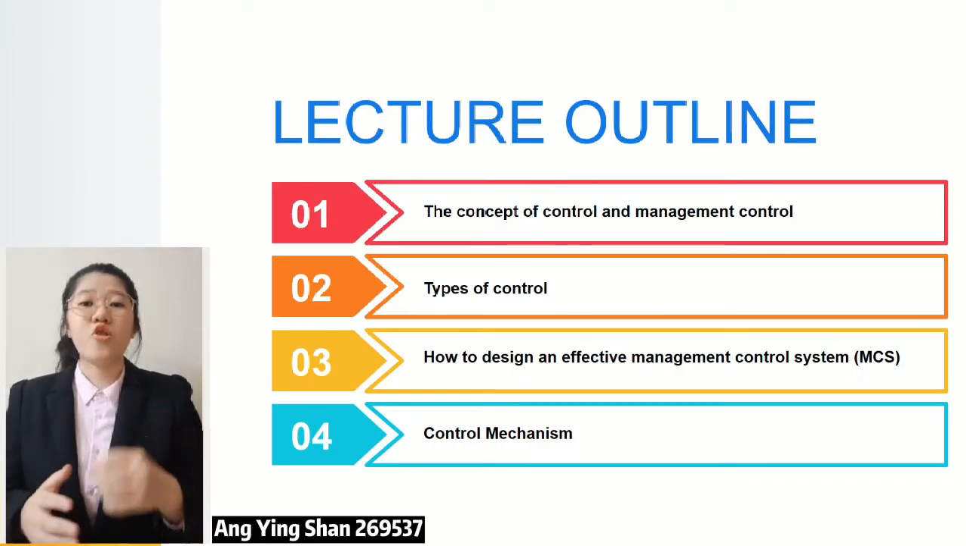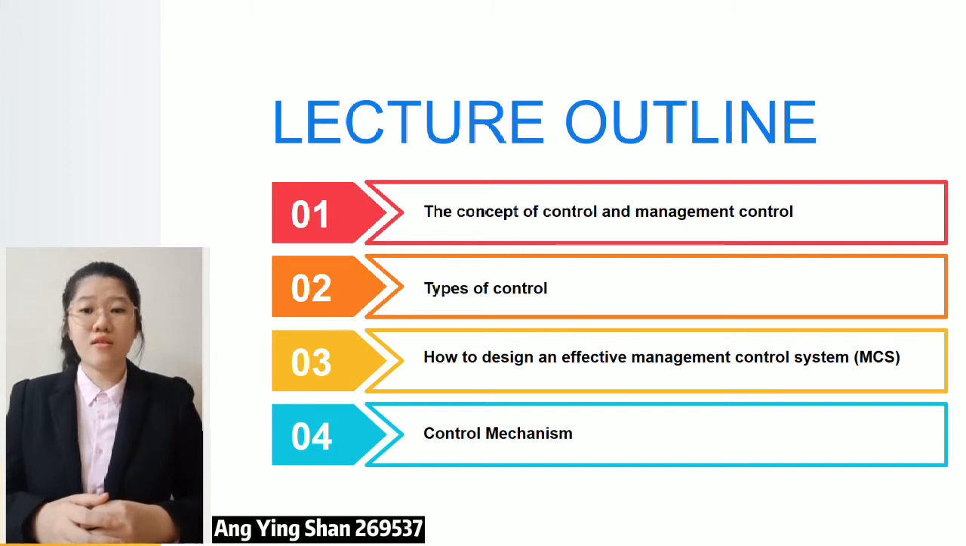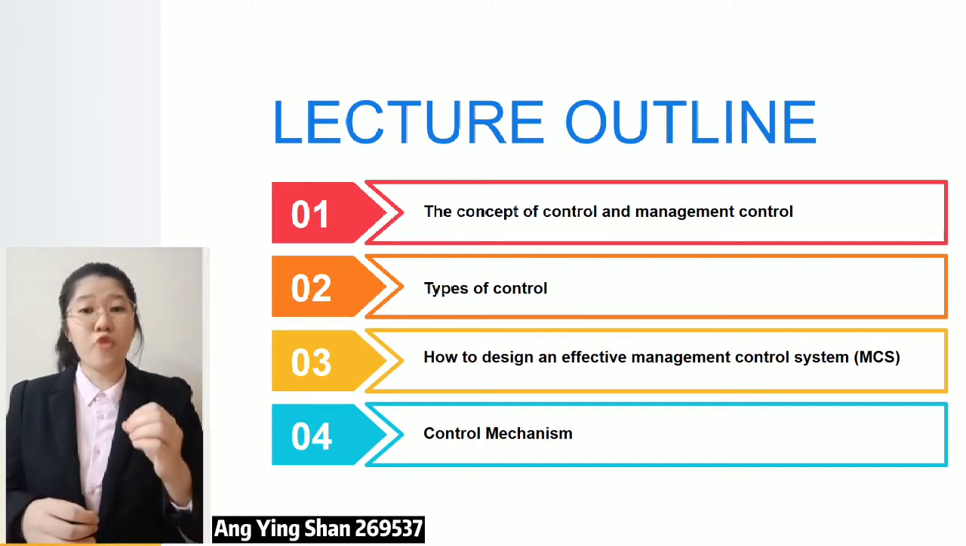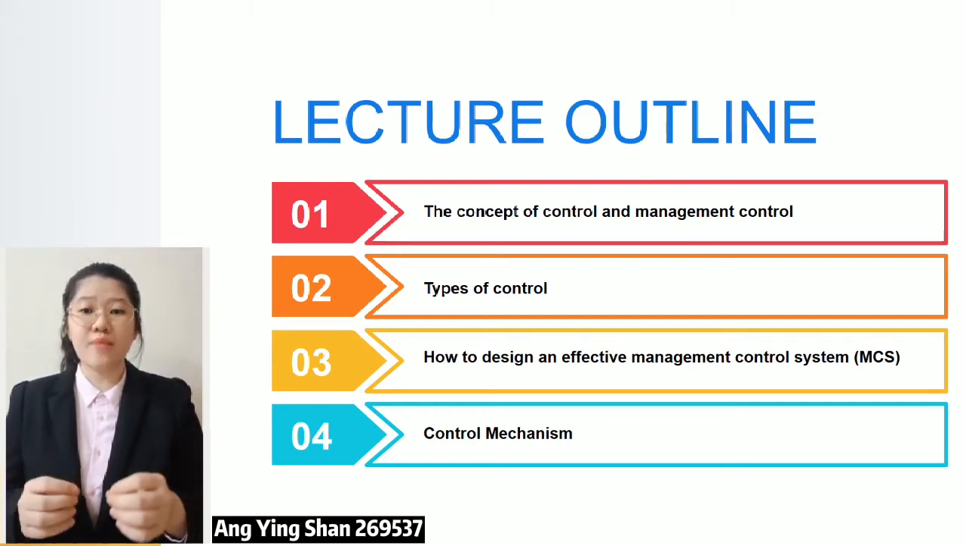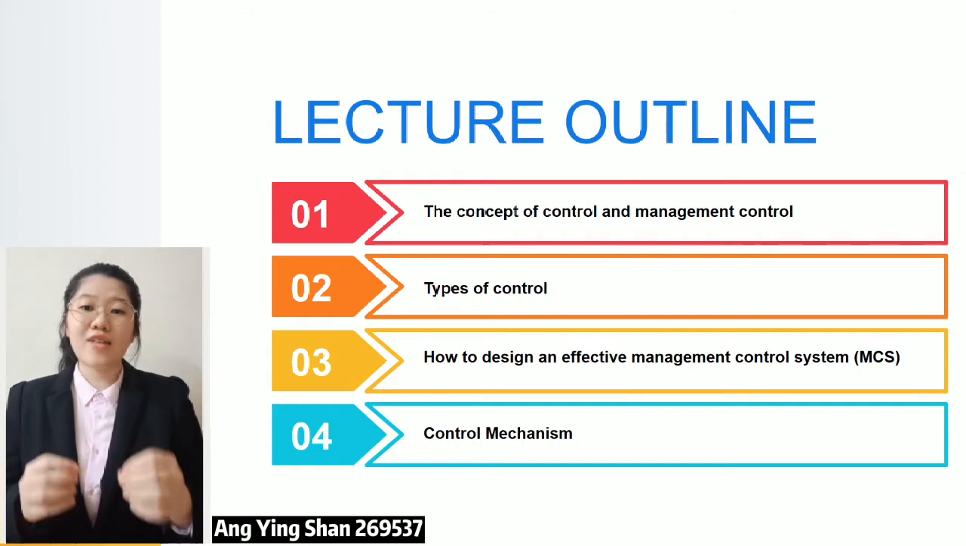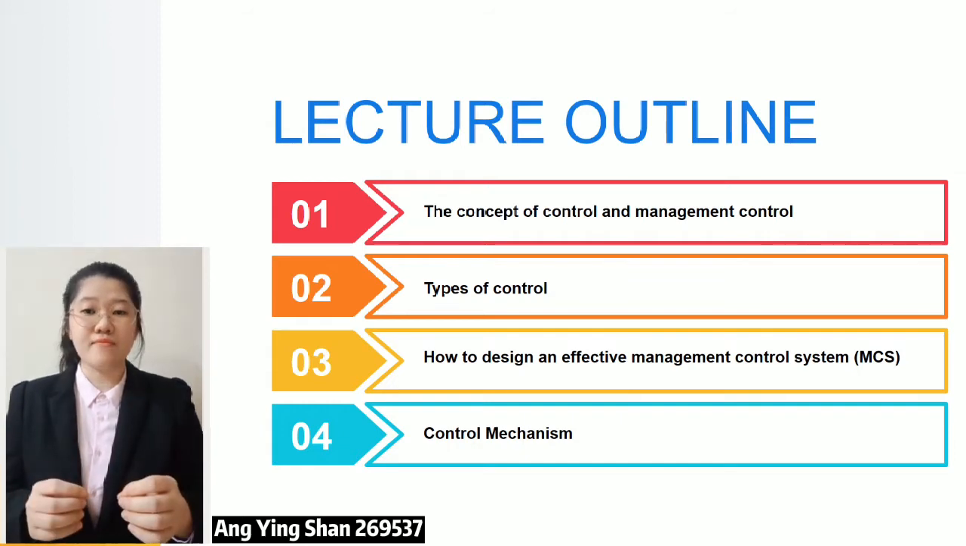Next, let us know about the lecture outline, which consists of four parts: the concept of control and management control, types of control, how to design an effective management control system, MCS, and the last one is control mechanism.